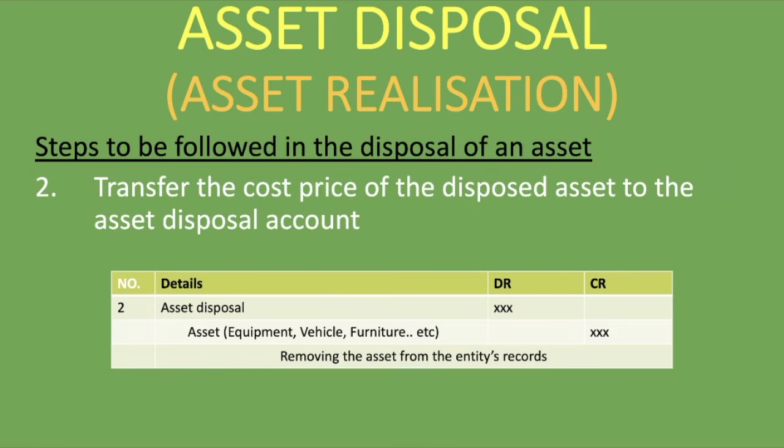Why? Because an asset is debited when it's coming in, but when it's going out, it's credited. And remember, with asset disposal, we're disposing of the asset that's going out, so we have to put it on the credit side to remove it from our books. And the narration there is removing the asset from the entity's records. Quite easy to do that one. And as I said, you put the amount at which you bought the asset. So you'll put the amount on the debit and the credit side. So step 2 is quite easy. No calculations that you usually have to do here.